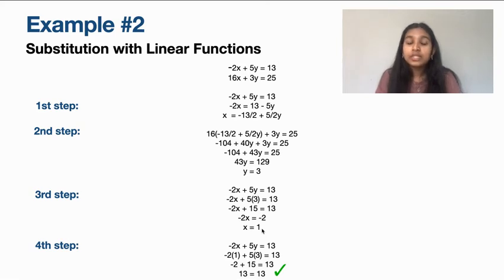Again, we must check our work, so we will input both of our variables into one of the given equations. I used this topmost equation. We have negative 2 times 1 plus 5 times 3 equals 13. Negative 2 times 1 is negative 2, plus 5 times 3 is 15. We have negative 2 plus 15, which gives us 13, and 13 equals 13, so we know that we are correct.